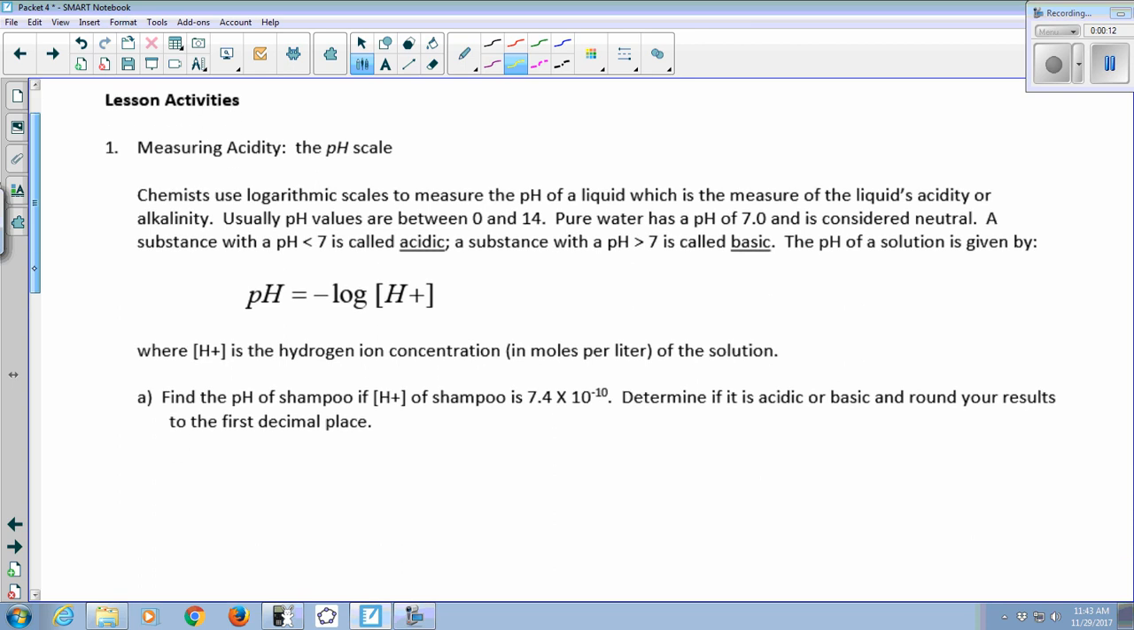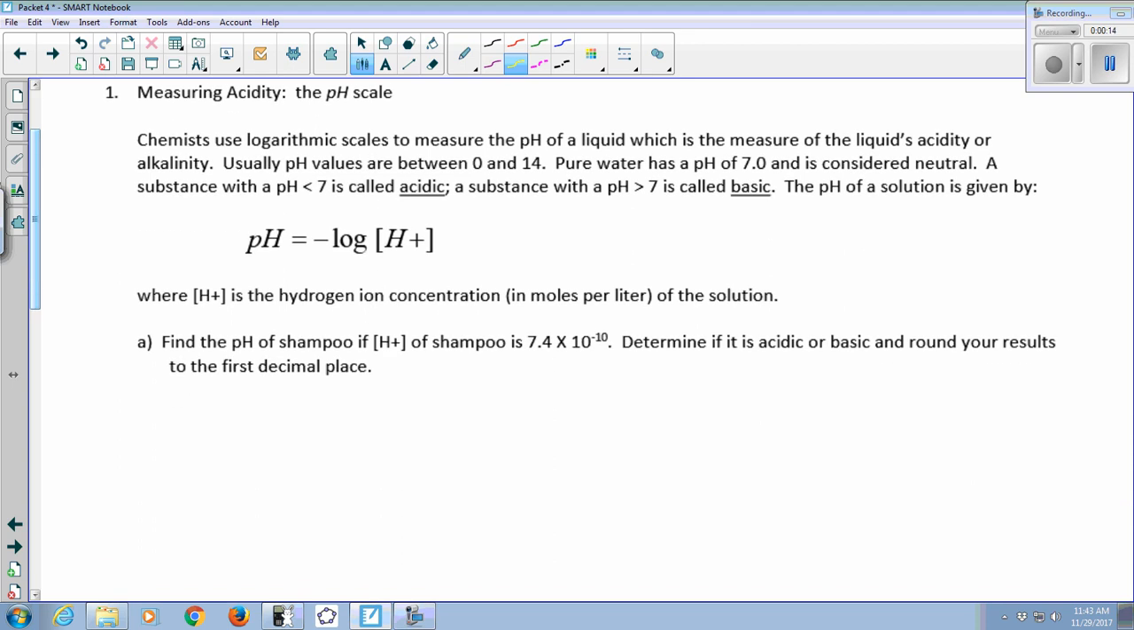So we have a formula that measures a liquid's acidity. pH values are usually between 0 and 14. 7 is considered neutral, and that was the pH of water. A substance with a pH less than 7 is acidic, greater than 7 is basic, and this is the formula. pH is the negative log of the concentration of hydrogen ions, which is measured in moles per liter.